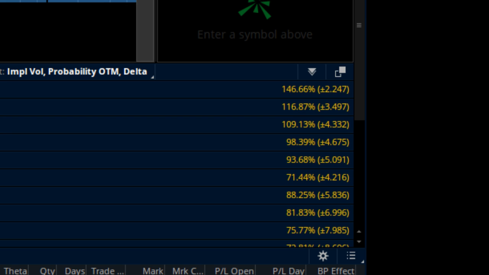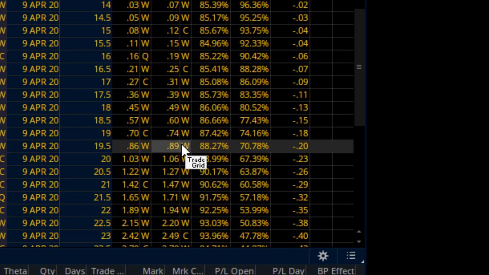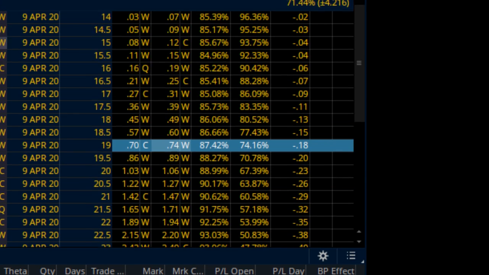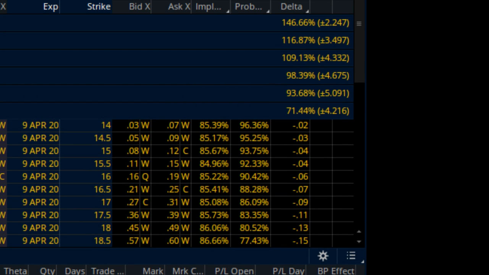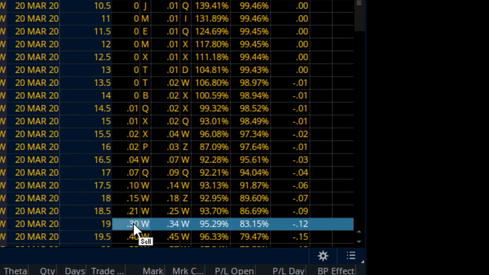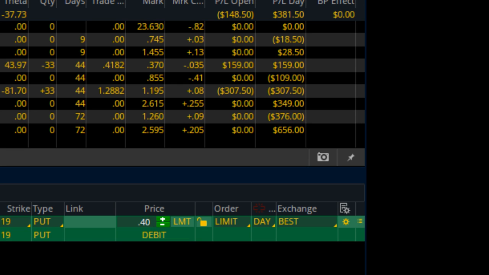So if I were to go ahead here and key a calendar spread in, let's go to April. If I were to buy the 19 put, I'm going to click on the 19 put offer. And then if I were to sell this one that expires in 16 days, the 19 put, this spread would cost me 40 cents. So let's say I did $5,000 worth of this spread. If I bought 120 spreads, that would cost me $4,900.